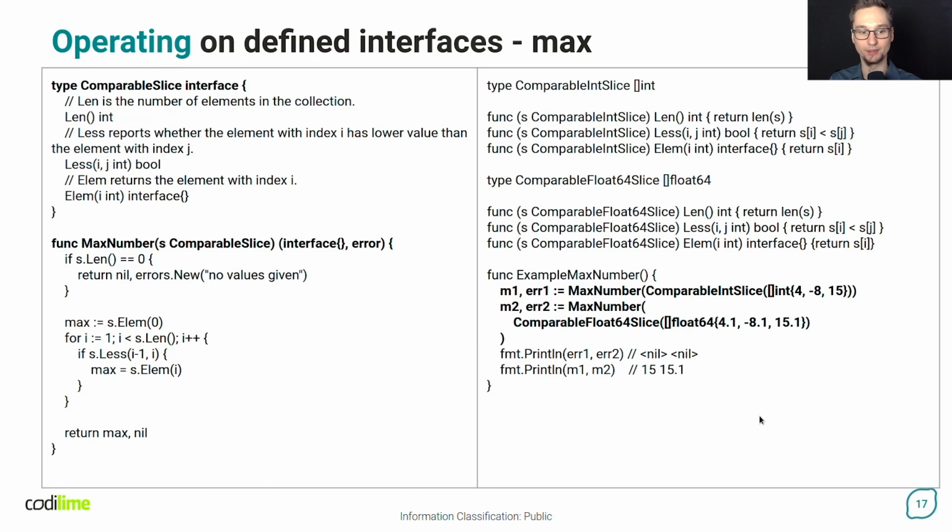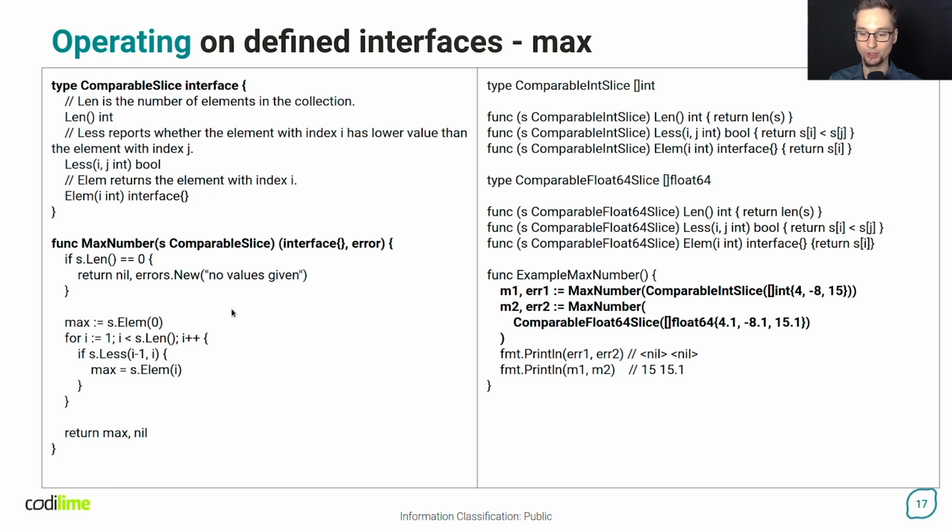Okay, and the last technique I wanted to show is operating on defined interfaces. So the algorithm can take data wrapped in a specified interface. Here we have a comparable slice interface defined above, and it consists of 3 methods: len, less, and element. And those are all the methods that are needed to implement the max number algorithm.